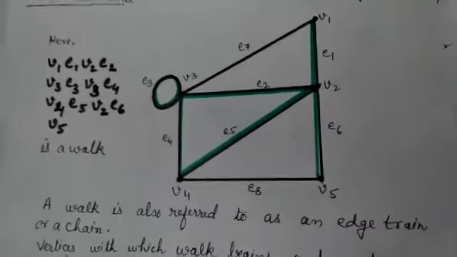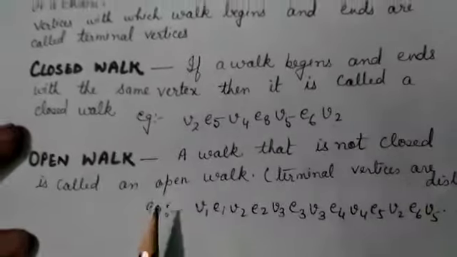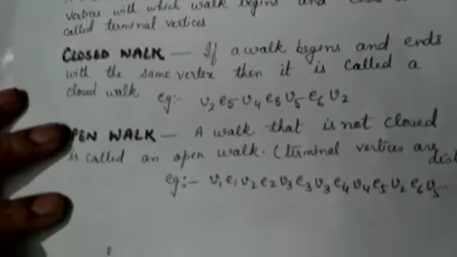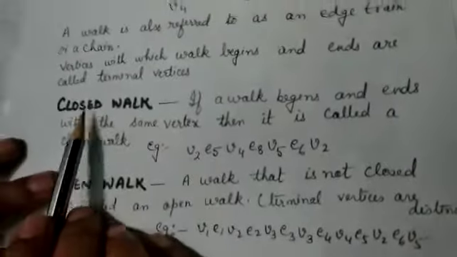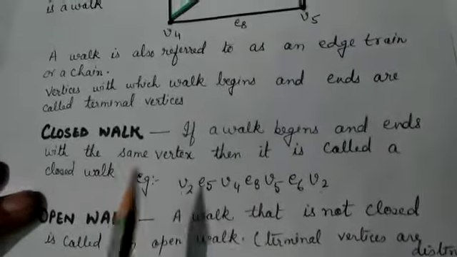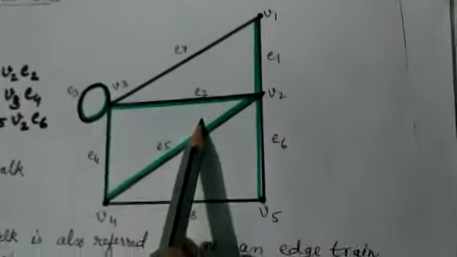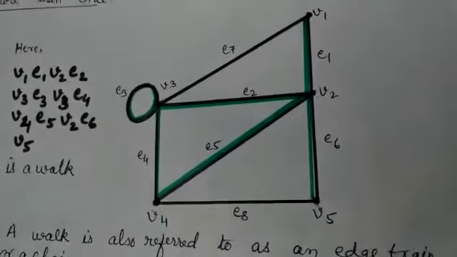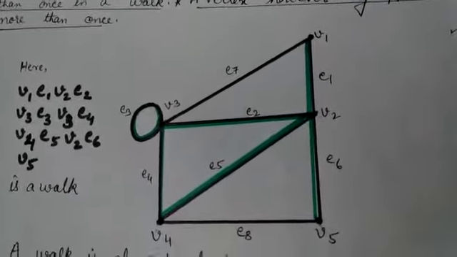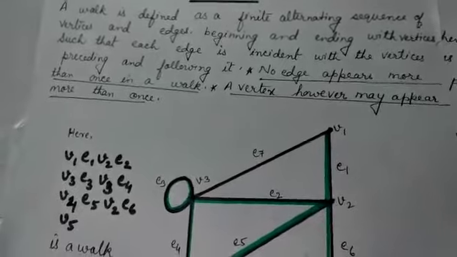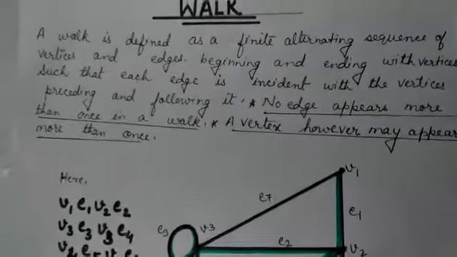Now one more term is there, open walk. A walk that is not closed is called an open walk. Here the terminal vertices are distinct. In a closed walk the terminal vertices are the same, and in an open walk the terminal vertices are distinct, as in the example given here. The terminal vertices are V1 and V5. So this is how I have defined a walk, where no edges appear more than once and a vertex, however, may appear more than once.